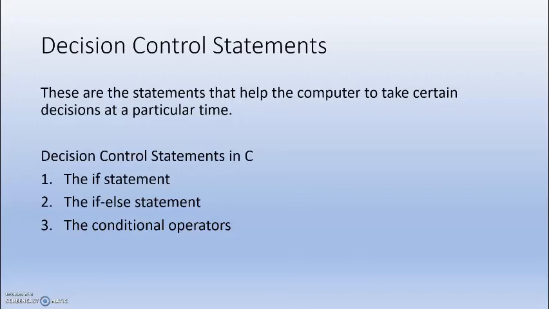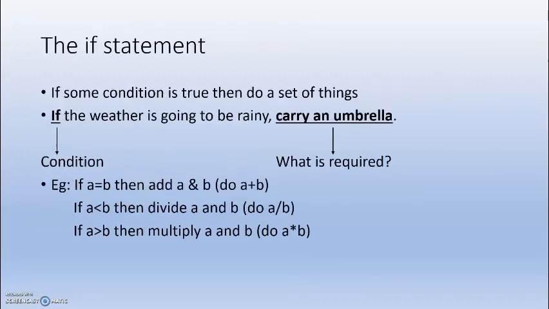So now that we are learning the basics of C, for now we are going to look at the if statement. The if statement means that if some condition is true, then do a set of things, like if the weather is going to be rainy, then carry an umbrella. So if is the condition over here, and what is required by me is to decide whether to carry an umbrella or not. Now let us take an example that goes a little closer to the code that we'll be writing in the upcoming videos.